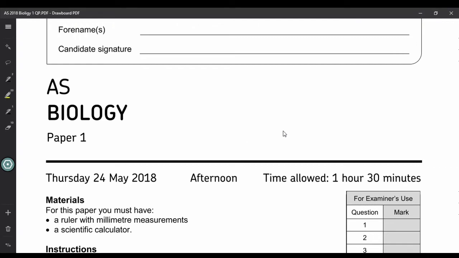This is the 2018 AQA AS Biology Paper 1.